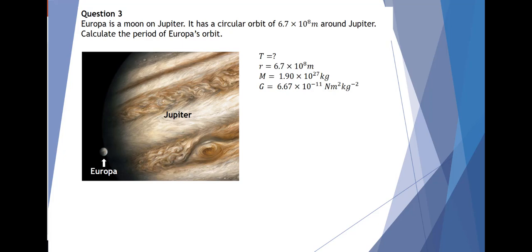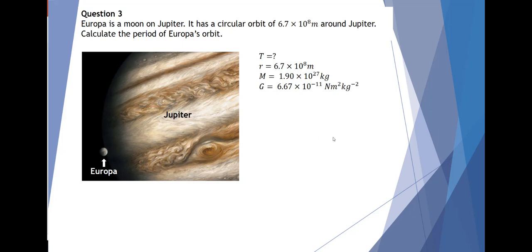Europa is a moon of Jupiter. It has a circular orbit of 6.7 by 10 to the 8 meters around Jupiter. Calculate the period of Europa's orbit. So we have T, the period, equals question mark, r, the radius of separation, of 6.7 by 10 to the 8 meters, capital M, the mass of the larger object, which is Jupiter, is 1.9 by 10 to the 27 kilograms, and of course G, the universal gravitational constant, has a value of 6.67 by 10 to the negative 11.